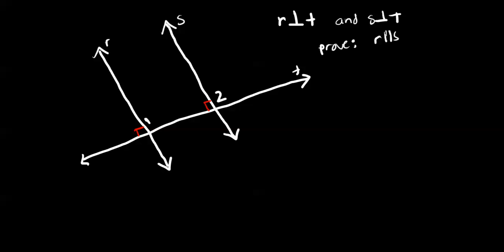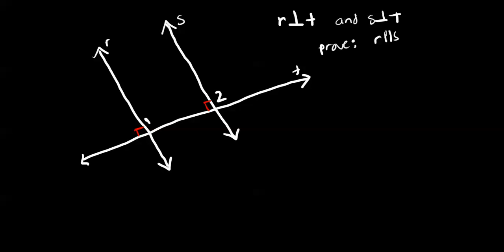Now we're going to look at an example using the theorems that we just learned. In this example, we're going to prove Theorem 3.8 using a proof. So here we're given the information line R is perpendicular to line T, and line S is also perpendicular to line T. And we want to prove that R is parallel to S.